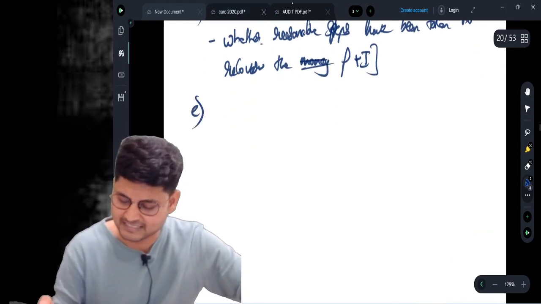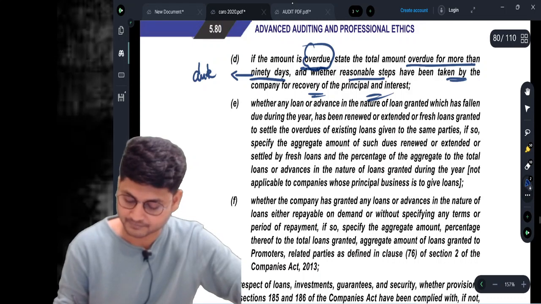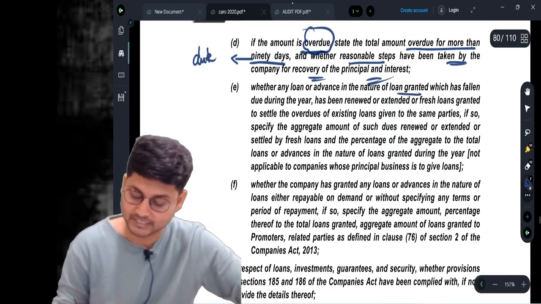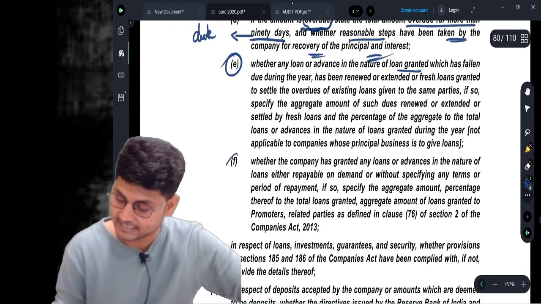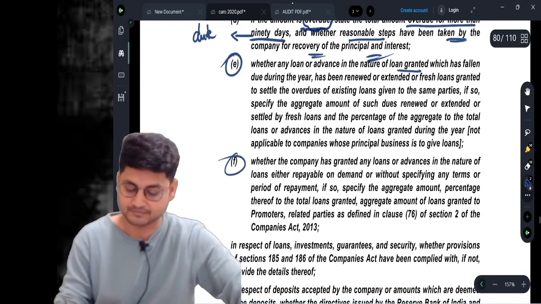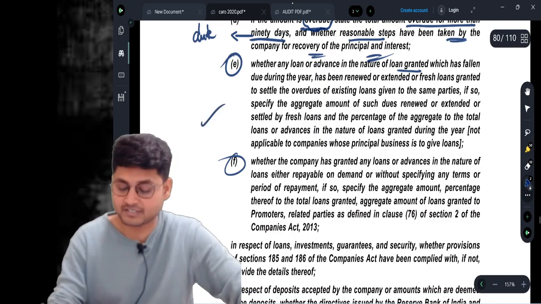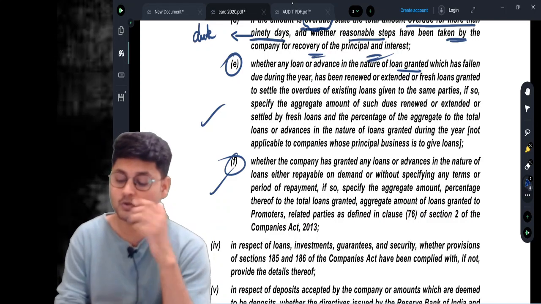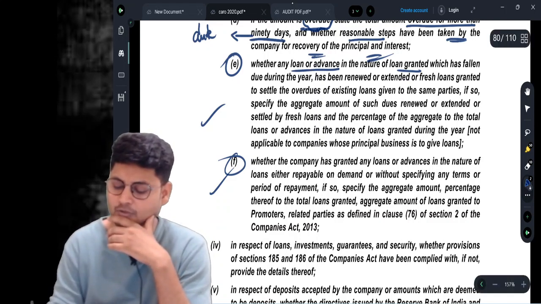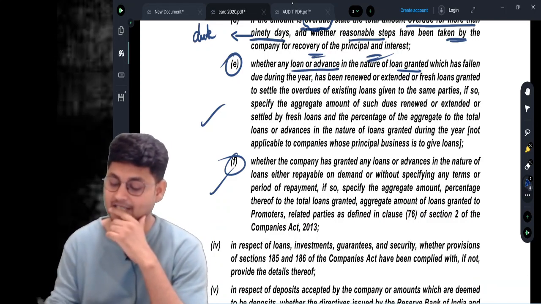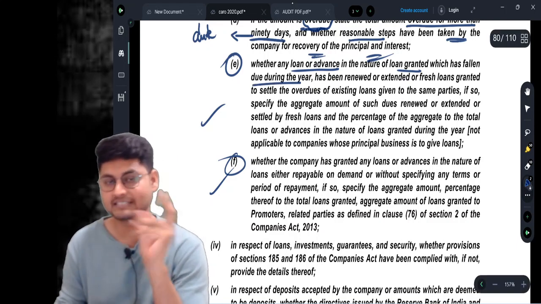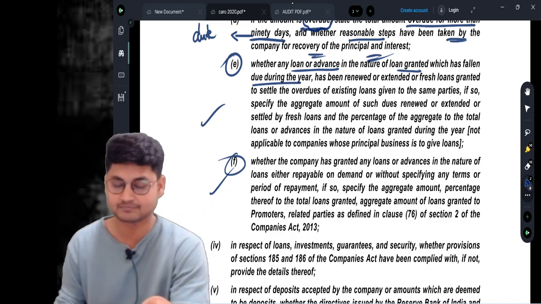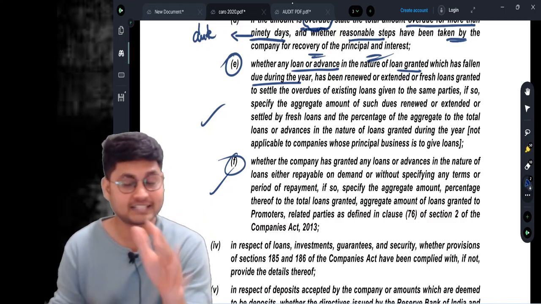Come to clause number E, easy only. Clause number E: whether any loan or advance in the nature of loan granted. Very, very important. Clauses E and F, these two are very, very important. Now, there may be a question from this area only. Clause number E: whether any loan or advance has fallen due during this year. The company has given the loan and the due date has fallen during the year, but it has not been recovered.